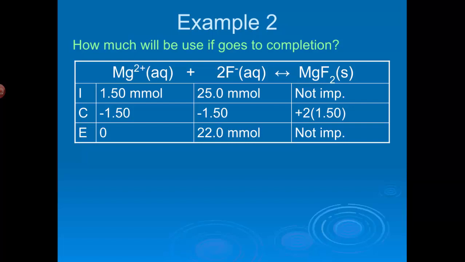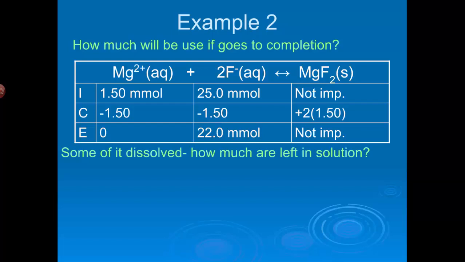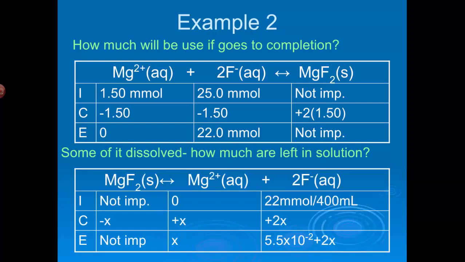Well, clearly the magnesium is the limiting reactant, so all of that is going to go away, and only 1.50 millimoles of the 25 is going to go away for the fluoride. Okay, but remember that its stoichiometry is 1 to 2, so it's actually 3 millimoles because it's got to be multiplied by 2, and 2 times 1.50 millimoles are going to be produced. Okay, so some of it dissolved. Now we want to know how much is left in solution.